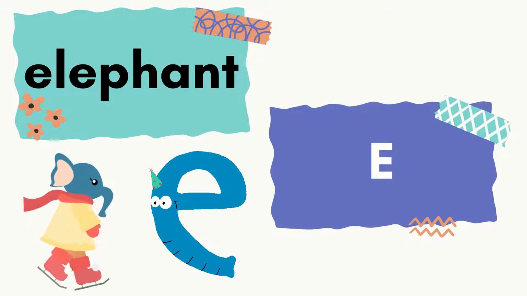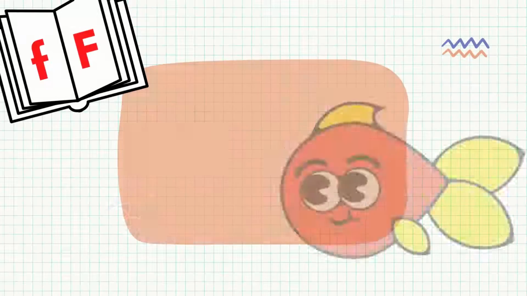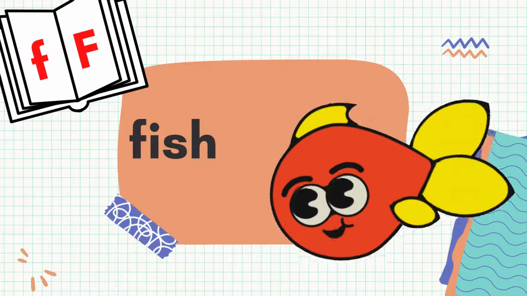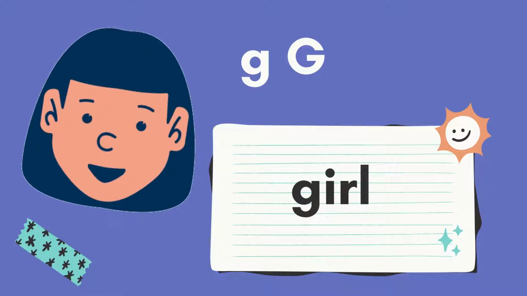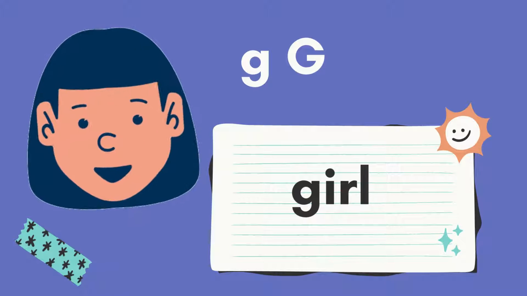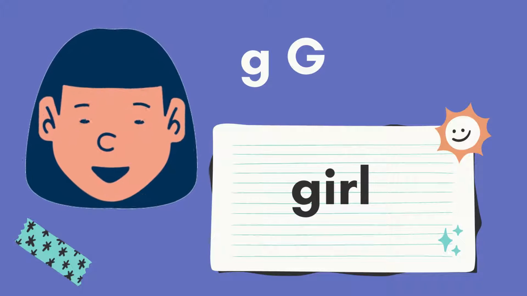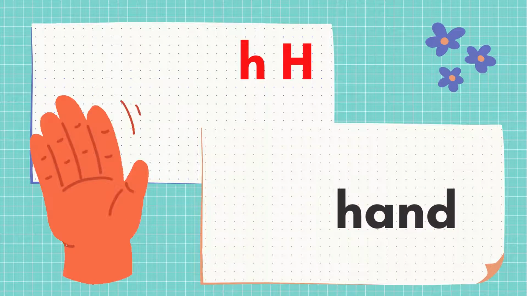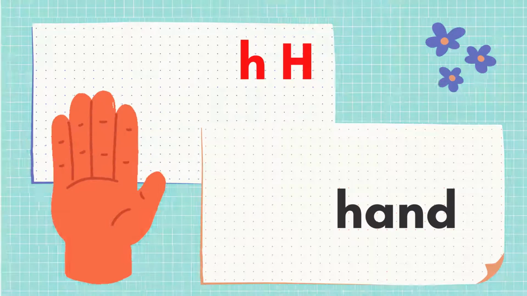E, elephant. E, elephant. F, fish. F, fish. G, girl. G, girl. Who is the boy or the girl in the class? H, hen. H, hen. How many hens do you have?